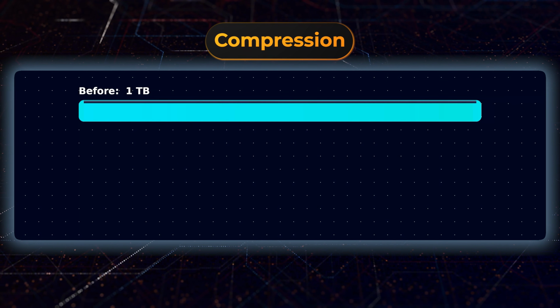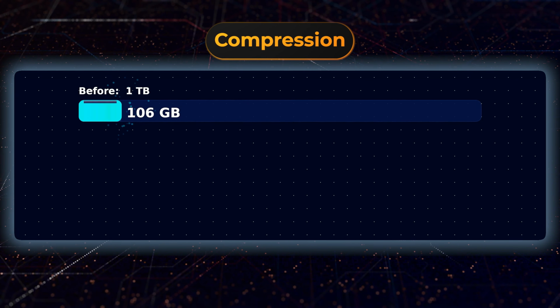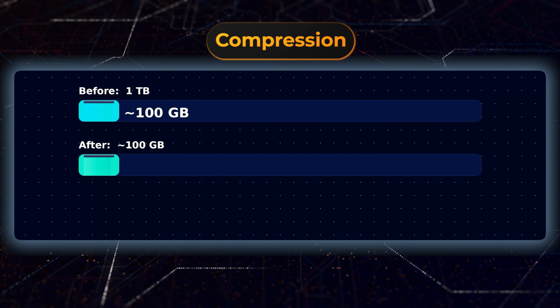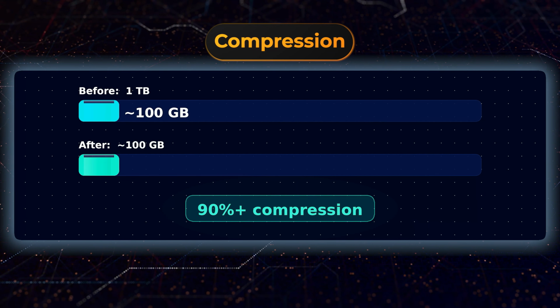Now, the second feature is column compression. TimescaleDB can compress your time series data by 90% or more, and it's not just about saving storage. The compressed data is actually faster to query for analytical workloads because it reads less data from the disk.